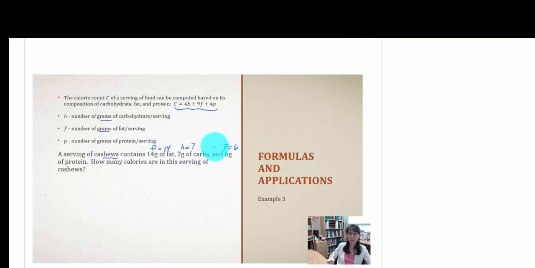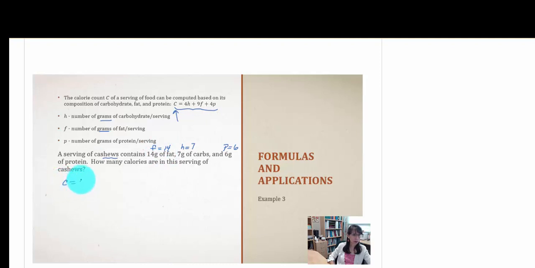So we have a serving of cashews that contain 14 grams of fat, so F must be worth 14. 7 grams of carbs, so H is worth 7, and 6 grams of protein, so P must be worth 6. So what haven't we been told? We know F, H, P. We don't know the calories. But if we substitute these values into our literal equation, or our formula, we should be able to compute the calories.